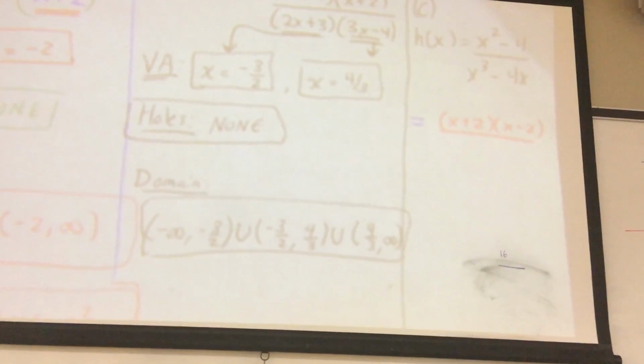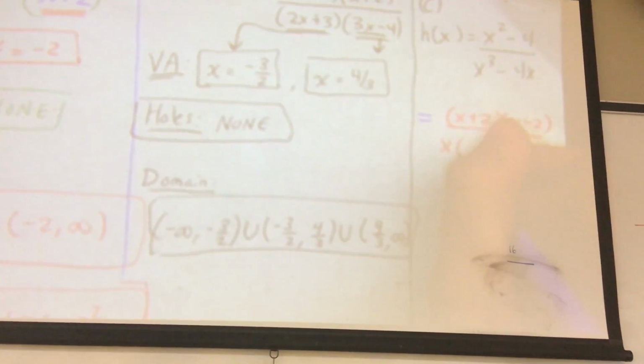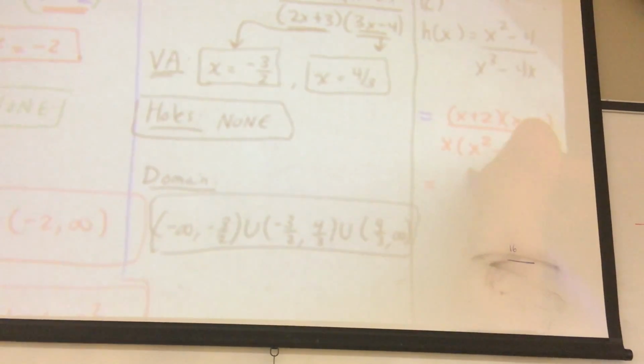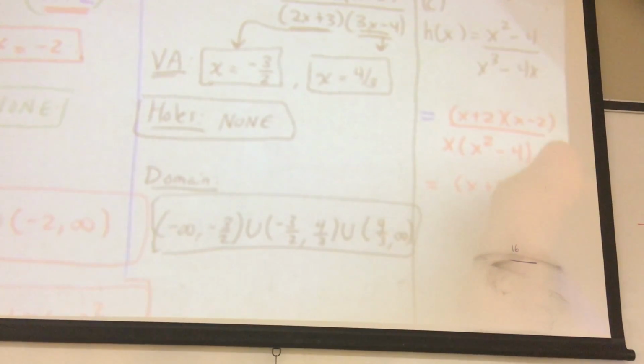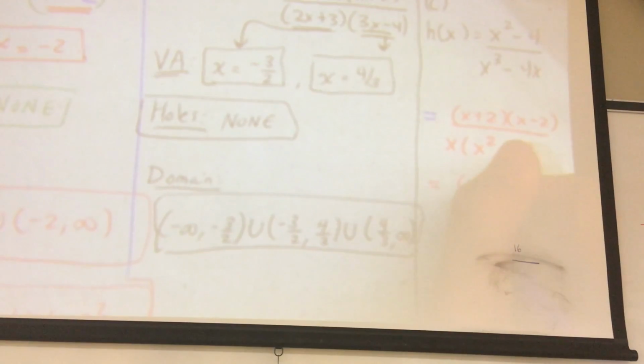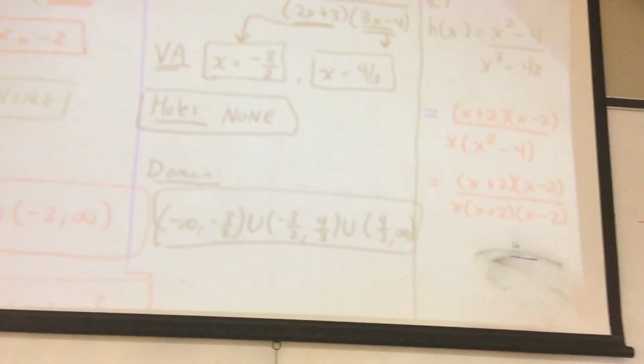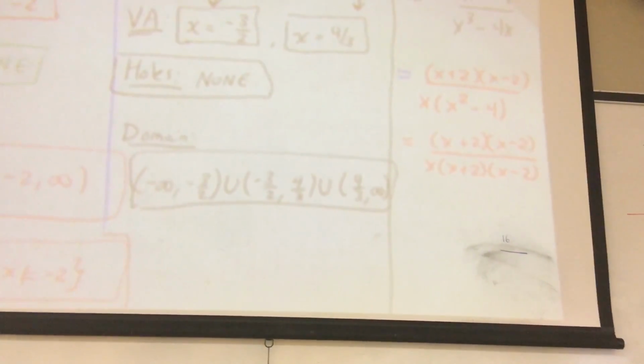The greatest common factor is x. Well, that leaves you with x squared minus 4, doesn't it? In other words, if you factor it one more time, x plus 2, x minus 2 on top, x times x plus 2, x minus 2 on bottom. We have some funky things happening in h of x.